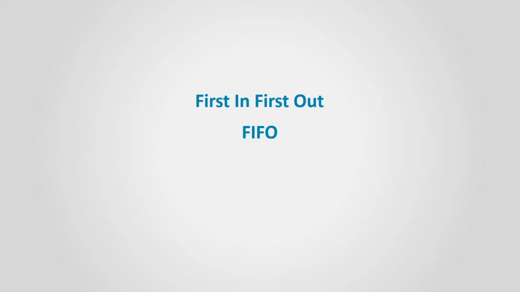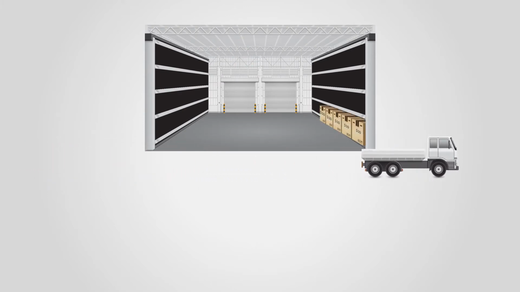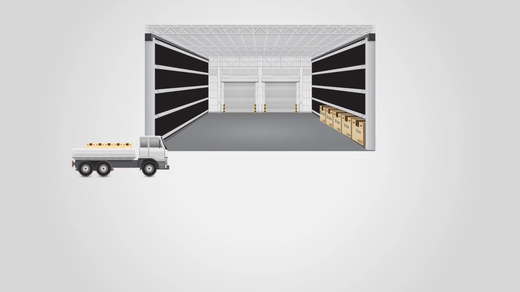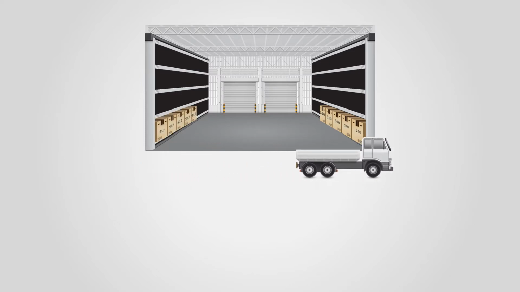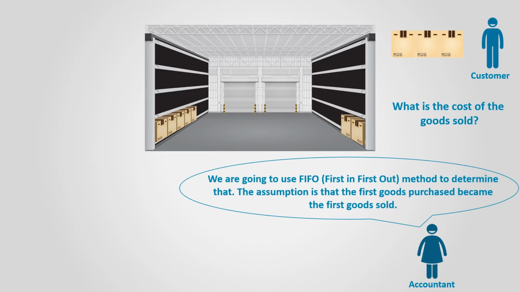First in, first out, or FIFO. Let's assume that the business bought 5 units at $10 each in the first purchase. In the second purchase, it purchased another 5 units for $12 each. The business sold 3 units. What is the cost of the units sold?